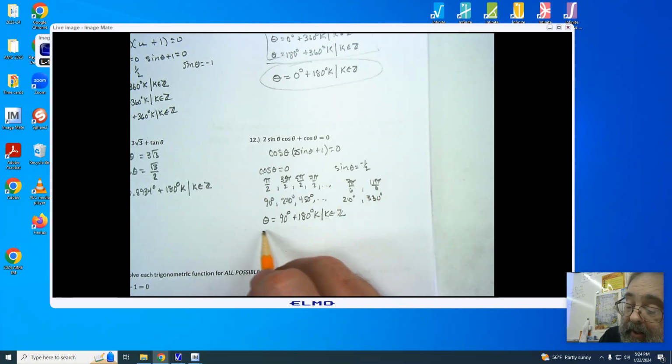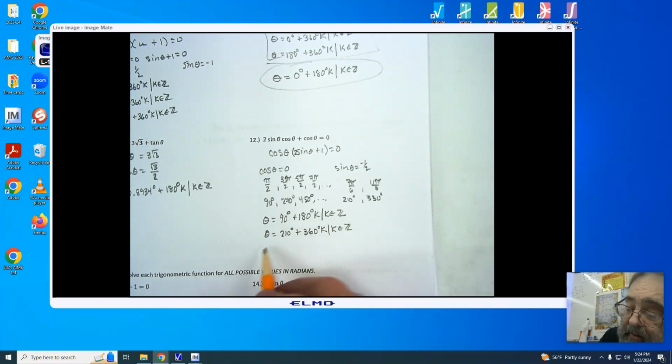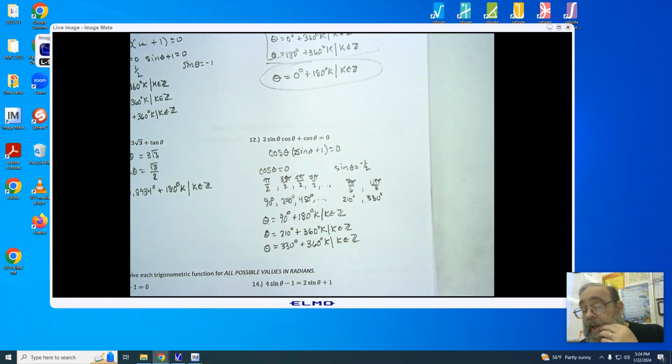Putting them together, theta is equal to 210 degrees plus 360 degrees k, such that k is an element of the integer set. And finally, our last one, all of the solutions, we have 330 degrees plus 360 degrees k, such that k is an element of the integer set. These are now all of our solutions in terms of degrees.